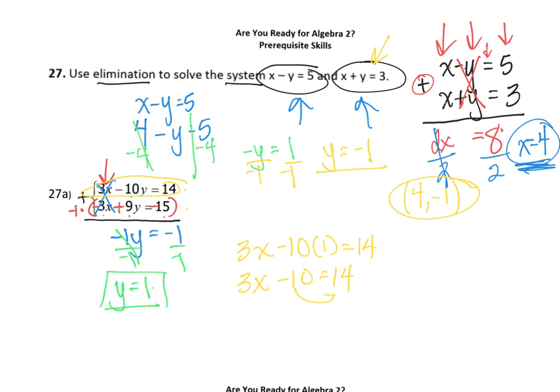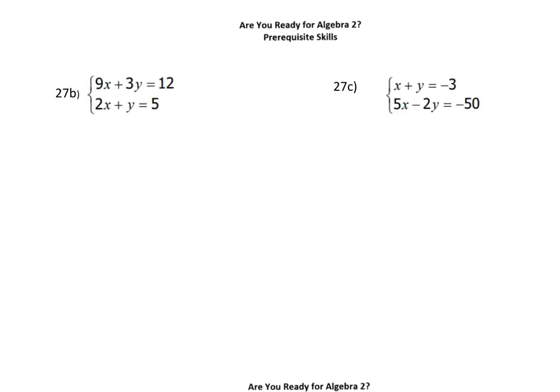We're going to add 10 to both sides to move it over. So we have 3x equals 24. Divide both sides by 3, and x equals 8. So the solution for this system, where these two lines would cross if we graphed them, would be 8, 1. All right, continuing on with more examples of elimination.